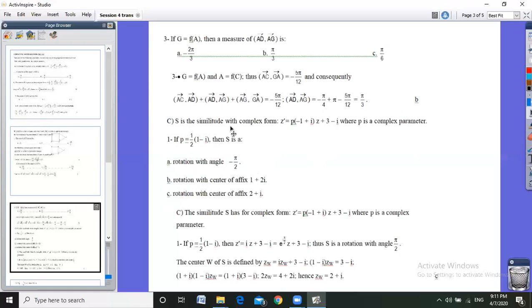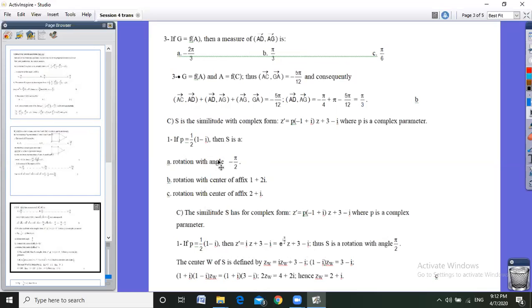S is a similitude with complex form where P is a complex parameter. Now, first case, or first part from C, we have the complex form of S. If P equals half into 1 minus i, then S is A. When we replace P by half into 1 minus i, we get the complex form z prime equals iz plus 3 minus i, which is e^(i pi/2) z. Then S is a rotation with angle pi over 2.